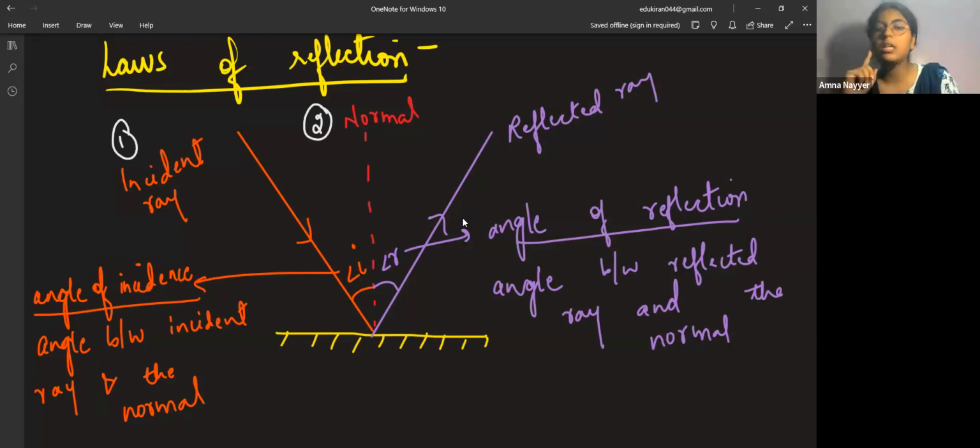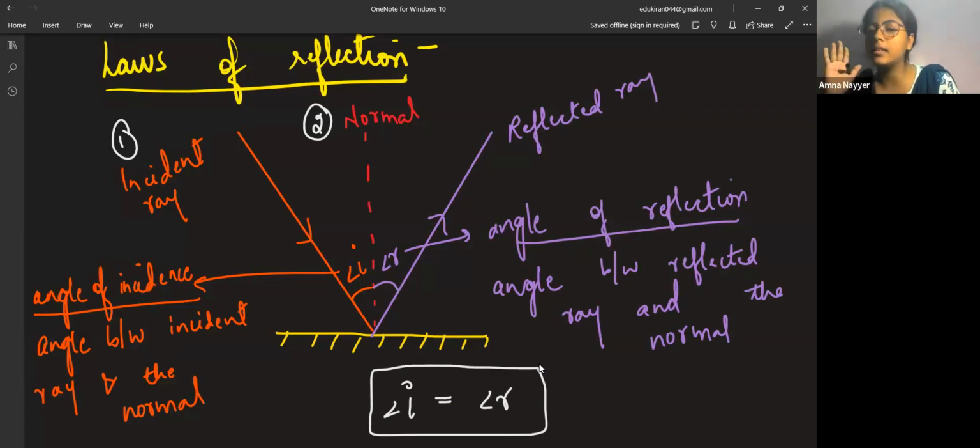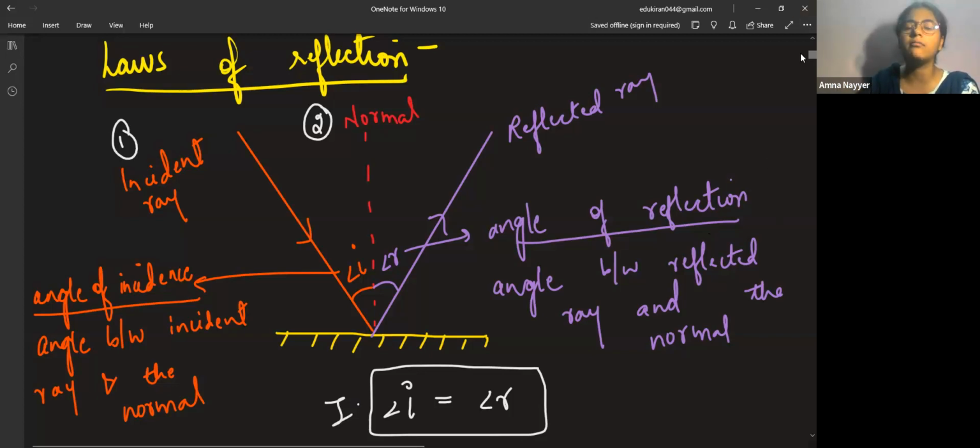The first law of reflection basically says that the angle of incidence, that is the angle between the incident ray and the normal, is equal to the angle of reflection, that is the angle formed between the reflected ray and the normal. So this is the first law of reflection: angle of incidence is equal to angle of reflection. This is helpful for your numericals also. And this gives you the perfection to draw mirror images.